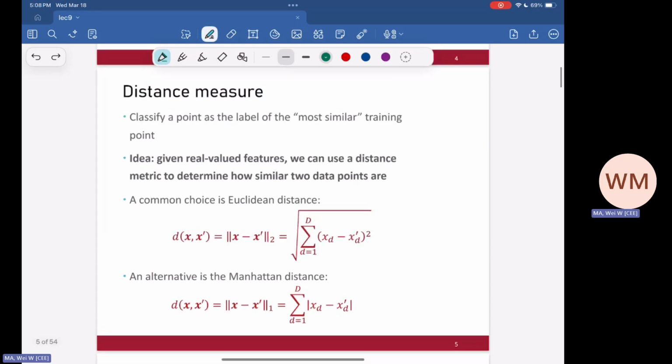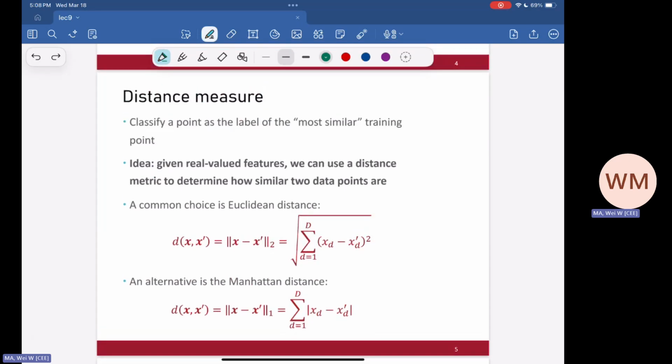Okay, so in classification, we are talking about similar and not similar. That means we need a definition of similarity or dissimilarity. We call this a distance measure or similarity measure. A distance measure is measuring the distance. The similarity measure is measuring, sorry, how close or how far away they are. So it's the other way around.